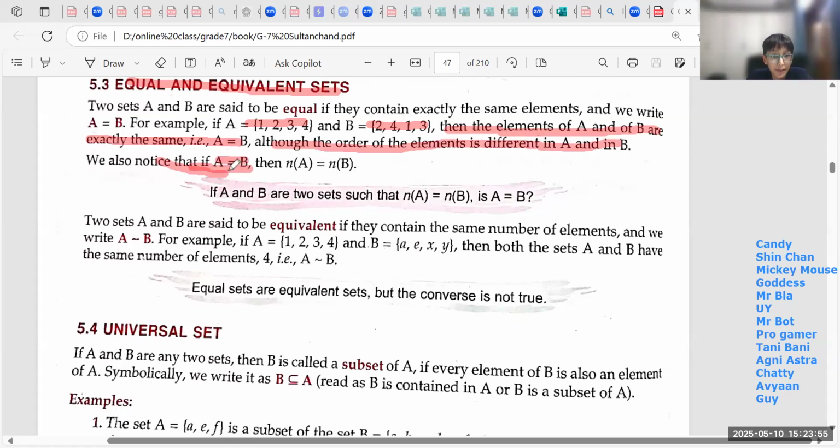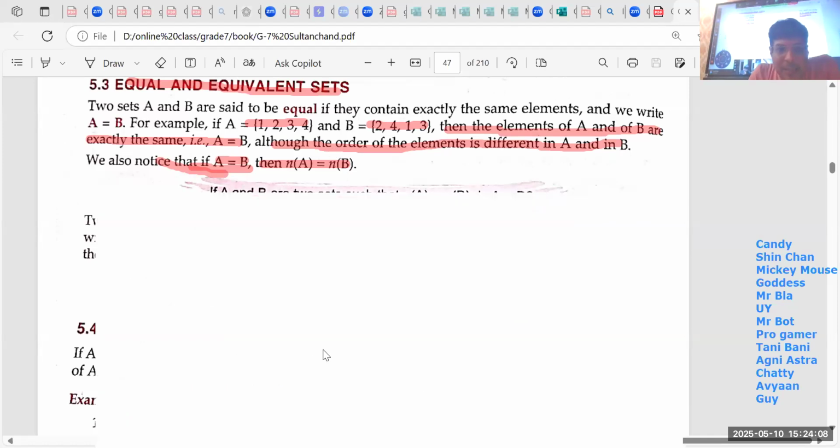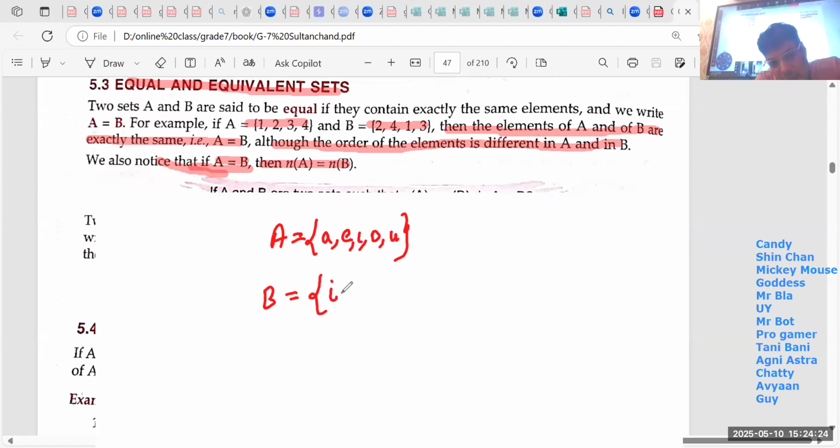We also notice that if A = B, then cardinal number A is equal to cardinal number B. So guys, what they are saying is that if there are two sets which have exactly the same elements, for example, your set A has A, E, I, O, U, and your set B also has A, E, I, O, U, their order can change, still it means the same thing. And remember one more thing, I cannot repeat an element two times.